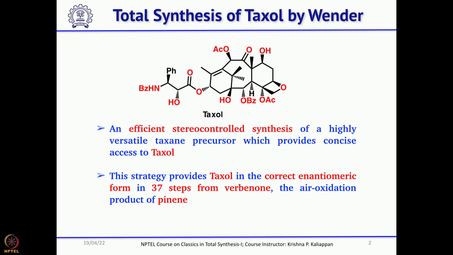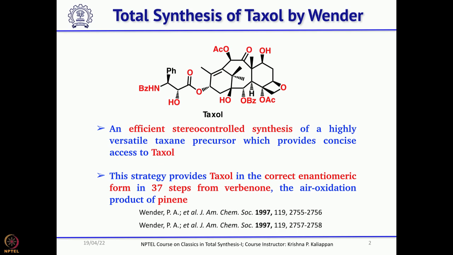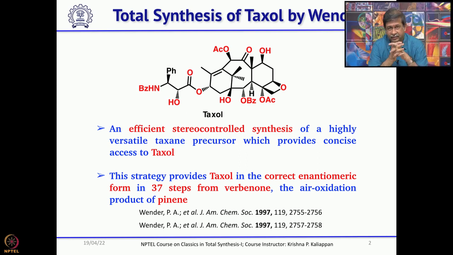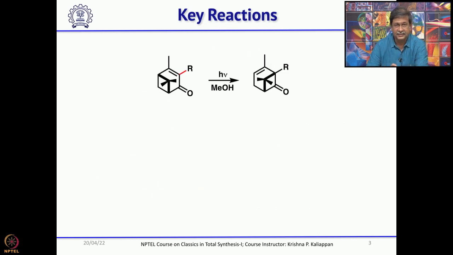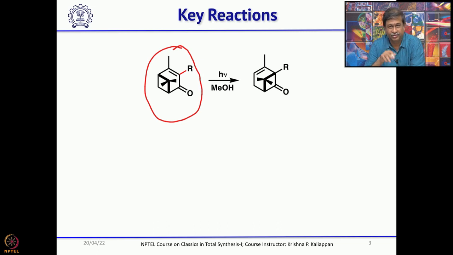And his total synthesis actually involved two key reactions: one photochemical 1,3 alkyl shift, and second one is a fragmentation reaction of an epoxy alcohol. The first one, as I said, is the 1,3 alkyl shift. You can see here on the left hand side where the cyclobutyl group is, and after photochemical reaction where the cyclopropyl is. Okay, this is the 1,3 alkyl shift. So this is a key step, and it moves like this.